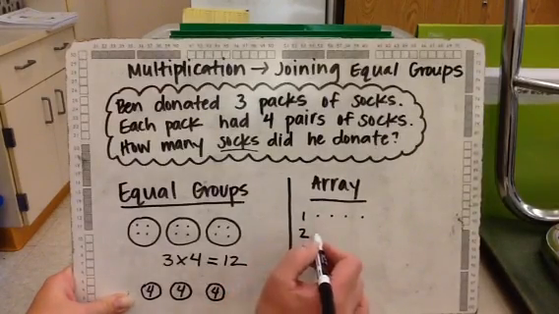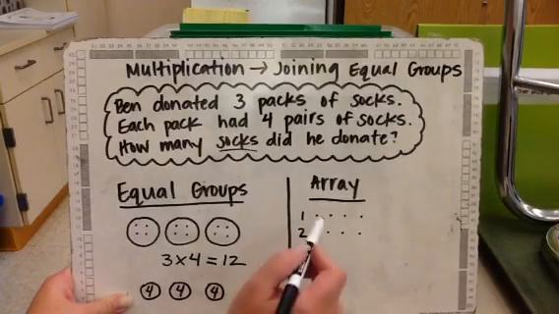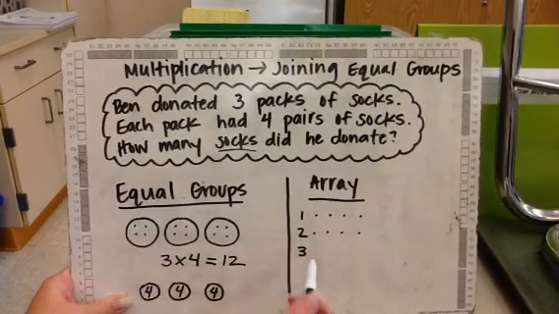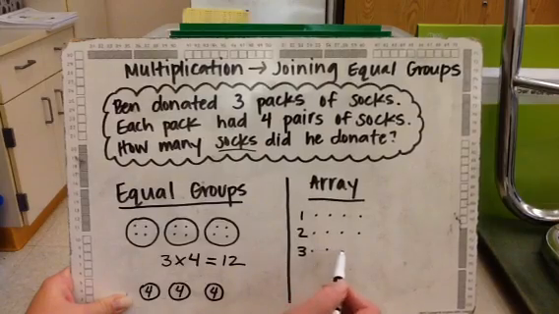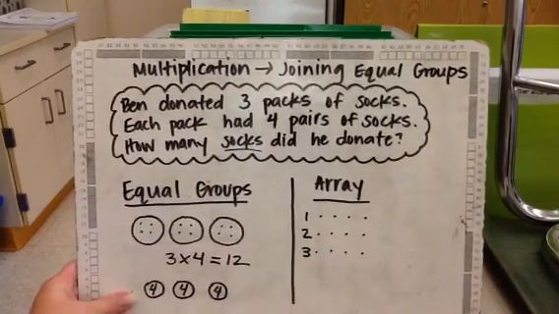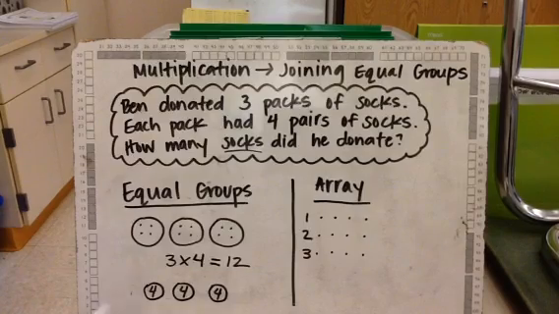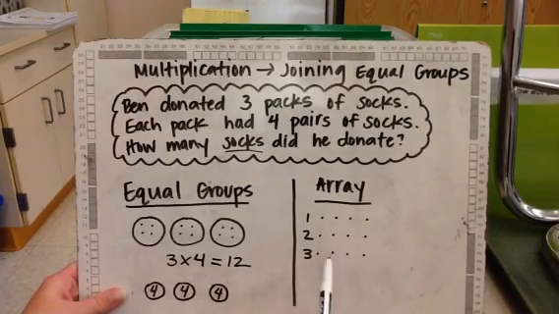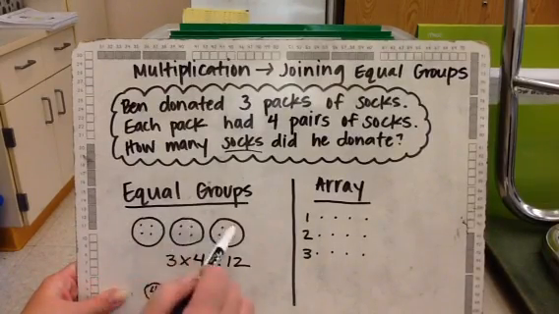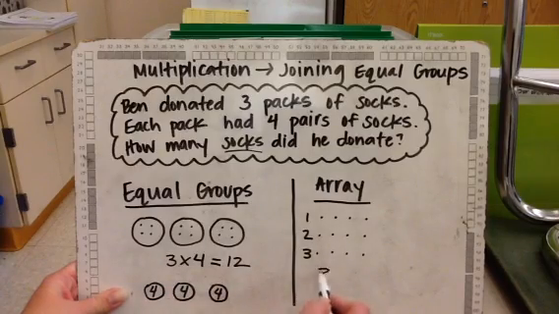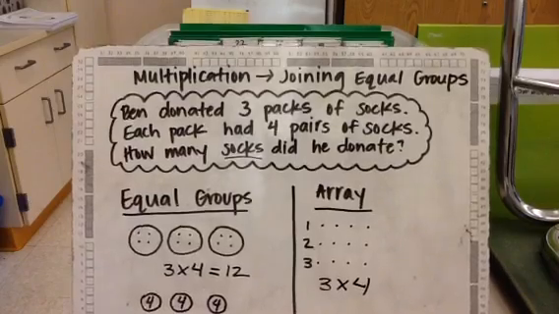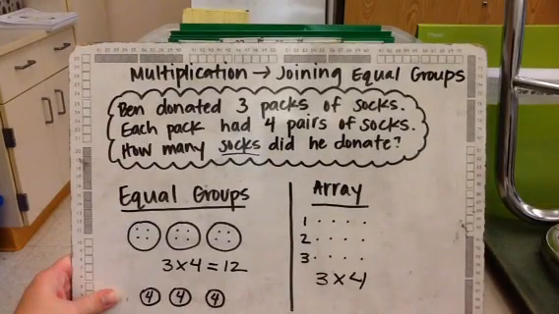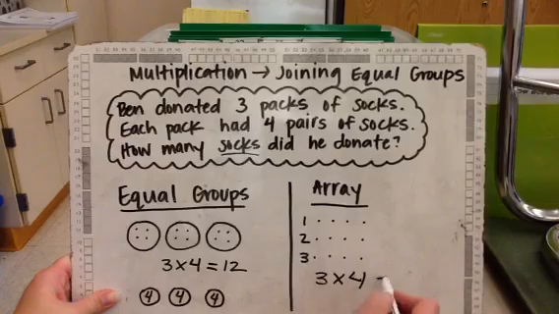So now package 1 has 4 pairs of socks. And package 2 has 4 pairs of socks. And you'll notice I'm keeping everything lined up. And then package 3 has 4 pairs of socks. So here's my array that I've set up. And you'll notice that it looks very closely related to this now. I see a group of 4, a group of 4, a group of 4. I see 3 groups of 4. And then this might be where your third grader uses their multiplication fluency. 3 times 4 is 12.